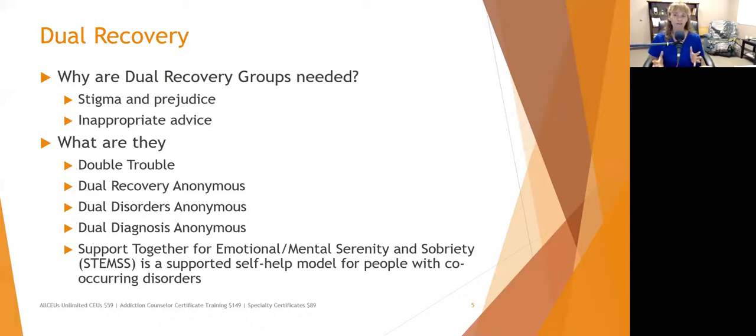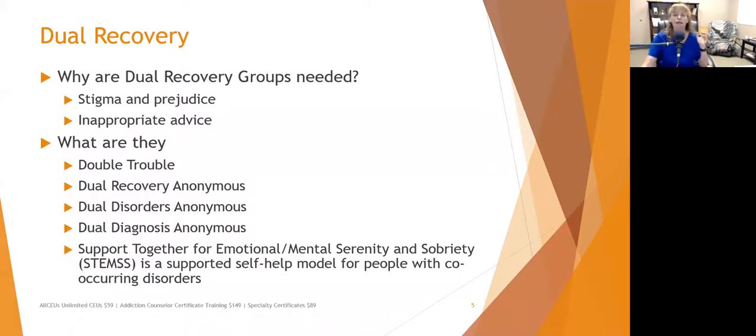Another dual recovery group that I've never seen, but it probably still exists, is called Support Together for Emotional Mental Serenity and Sobriety, or STEMS. And it is a supported self-help model for people with co-occurring disorders. I looked online and I really tried to find information on this, and I couldn't find it. So I don't know if it's gone defunct since this tip was written or what.